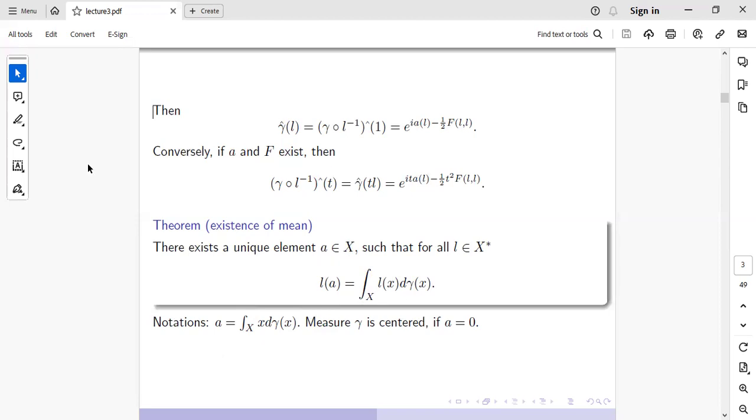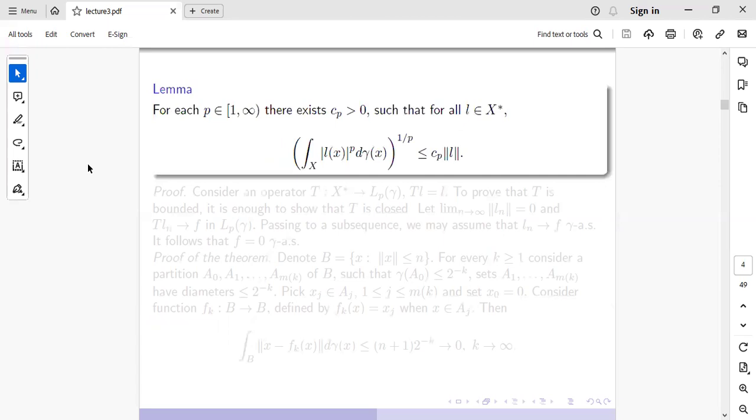So now let's check that indeed the mean vector exists. For this, I will need a lemma. So let p be greater or equal to 1. We know that Gaussian measures on the real line have all moments.